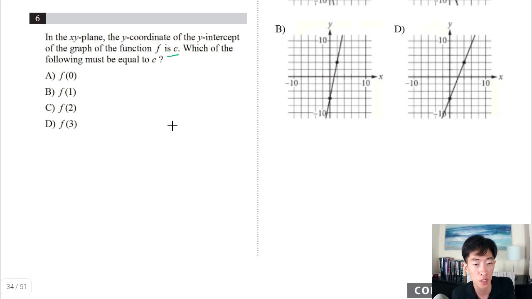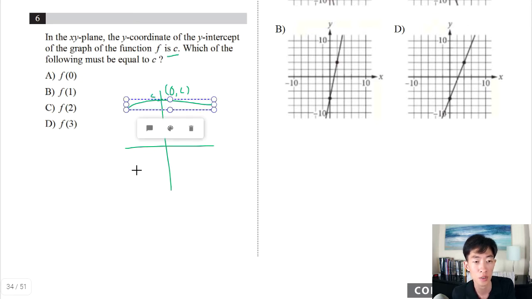All right, so let's just draw this out real quick. I'll assume that the graph is some kind of a curve or a line. It says the y-coordinate of the y-intercept is C. That means this graph is going to cross the y-axis at coordinates (0, C). And right over here, this is C.